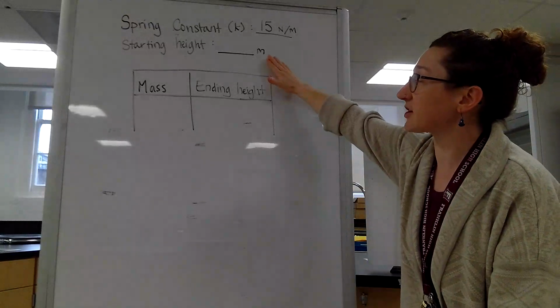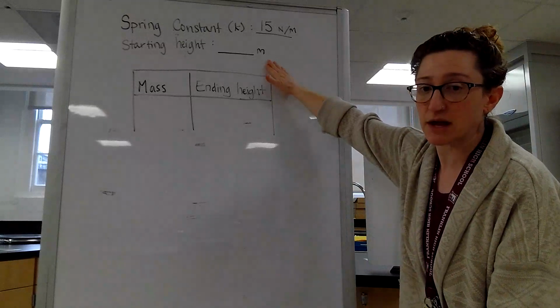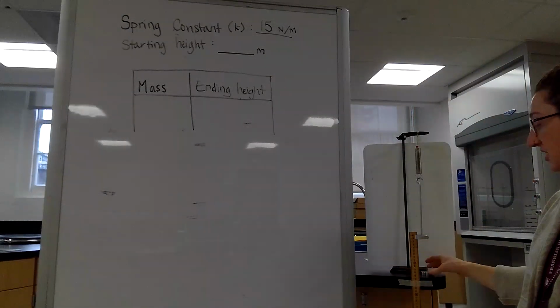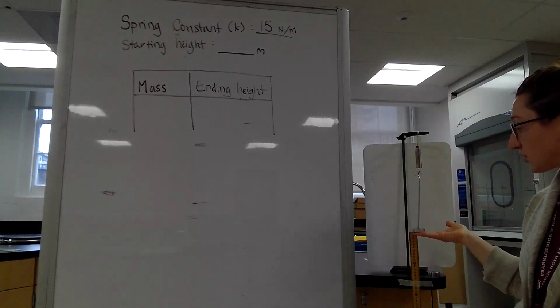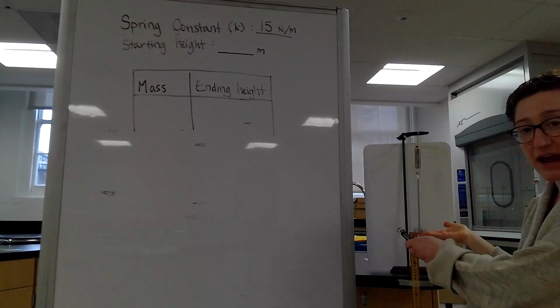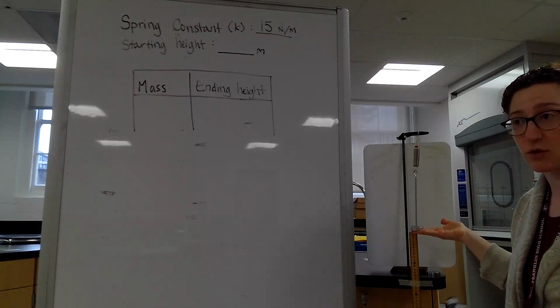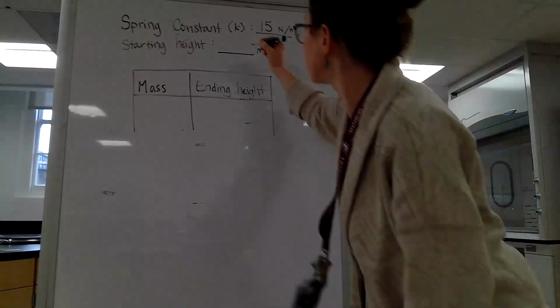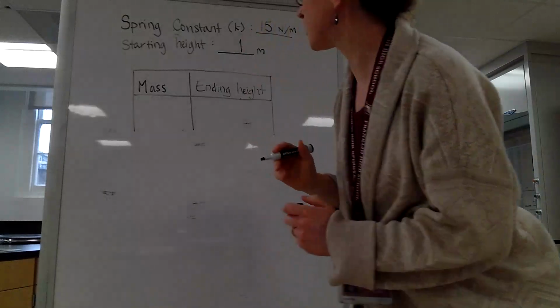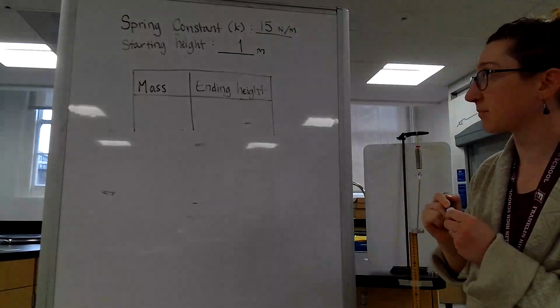And then I'm going to have a starting height that always stays the same as well. Every time that I am changing the mass that I'm putting on there, I'm going to restart it right up here at the top of the meter stick. And of course, the meter stick is 1 meter tall. So our starting height is 1 meter.